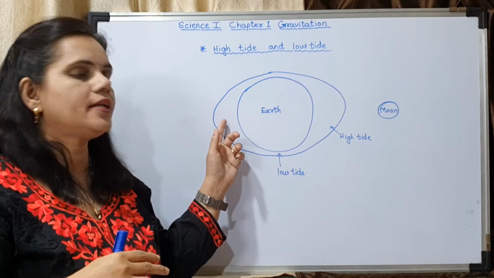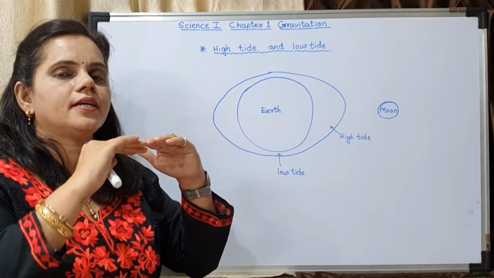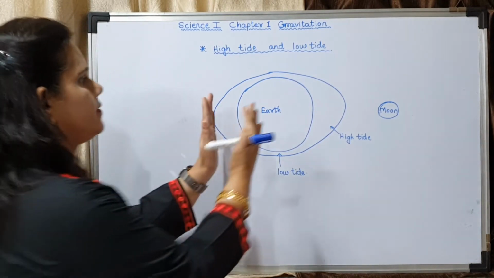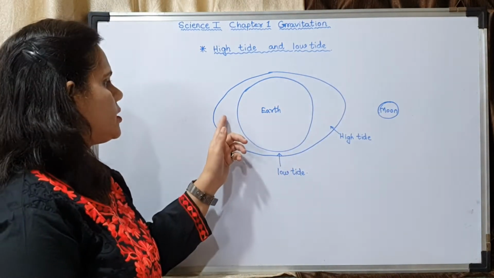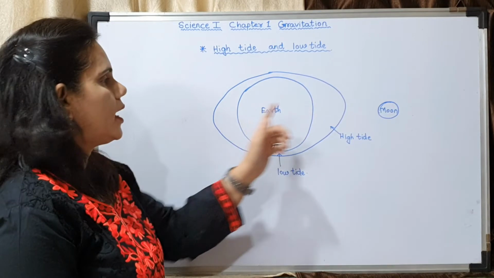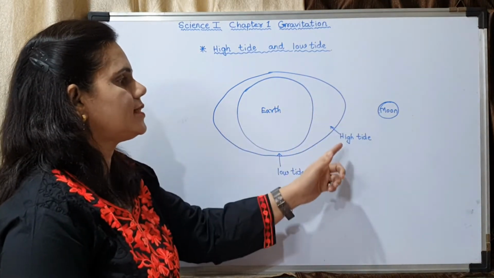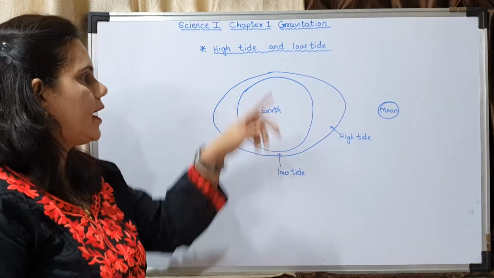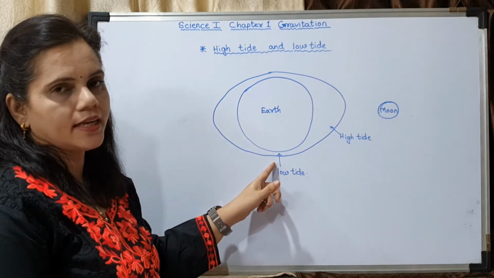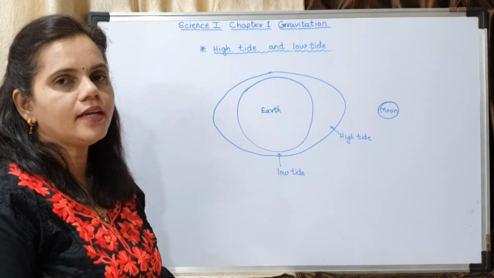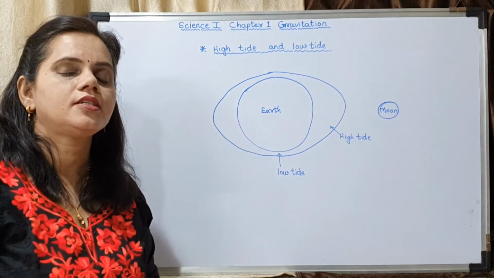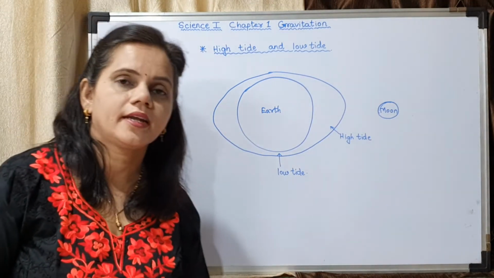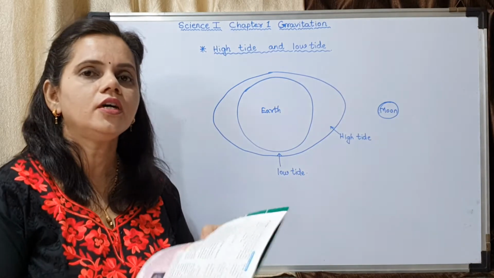So what will happen? The water rises up. The earth will move this way. Understood? So there is a bulge here also and here also. So on opposite sides we are having high tide. At that time, at 90 degrees towards the earth, they are having low tide. So this is about high tide and low tide. This is due to the gravitational force of attraction of the moon.